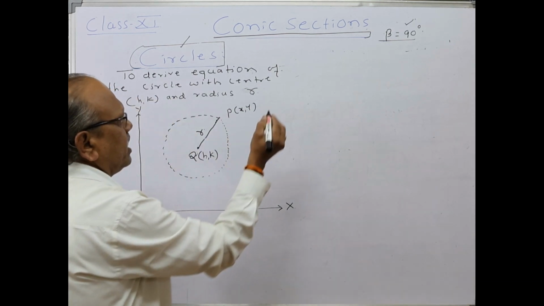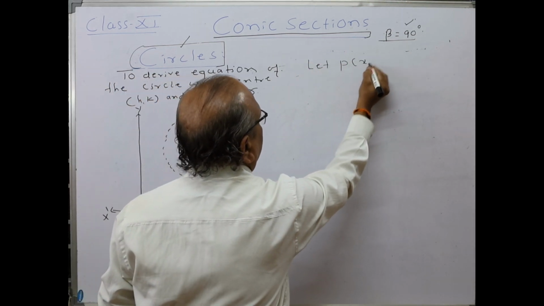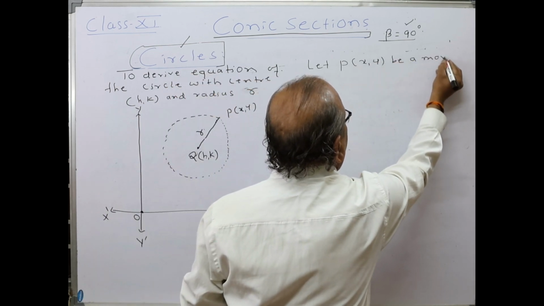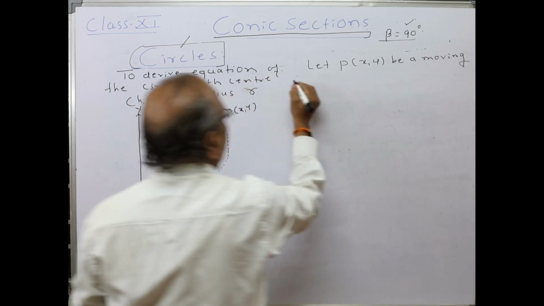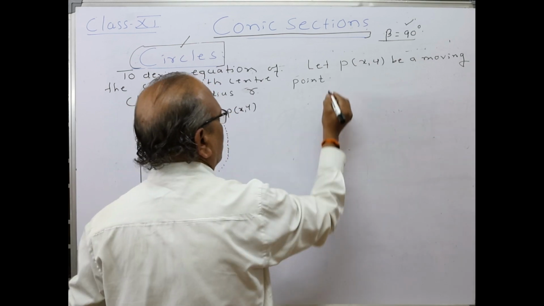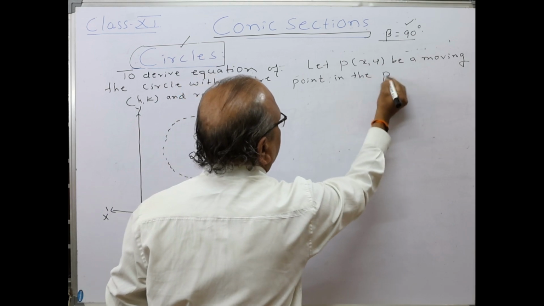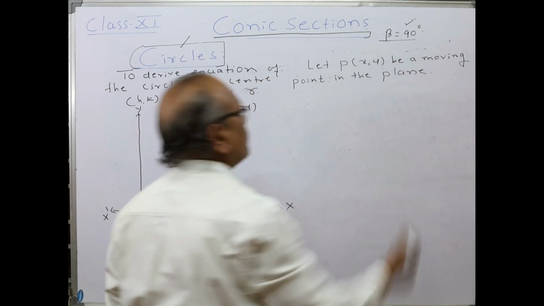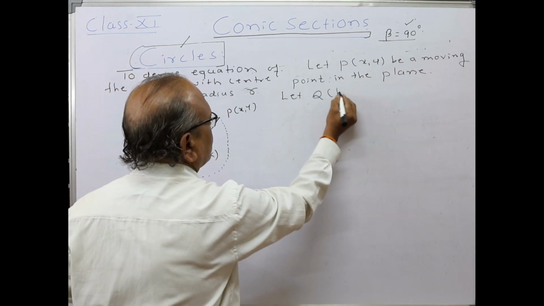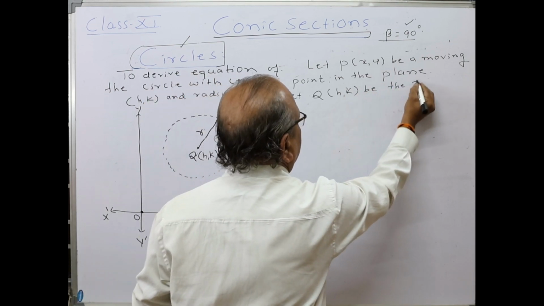After drawing the diagram, let us consider P(x, y) to be a moving point in the plane. Try to understand how to derive this; understand, don't learn by heart. P(x, y) be a moving point in the Cartesian plane. Whenever I say plane, you consider that it is a Cartesian plane. Let Q(h, k) be the fixed point.